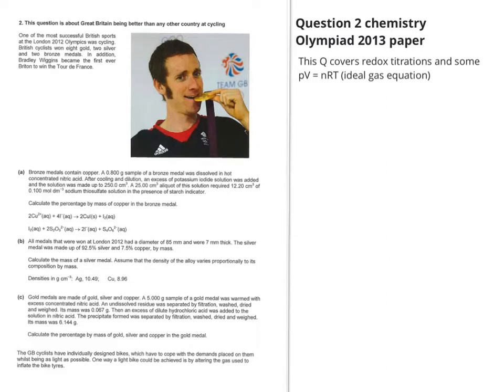Hello and welcome to this clip going through question 2 from the Chemistry Olympiad 2013 paper. This was taken the year after Bradley Wiggins won the Olympic gold in cycling, and it covers a little bit of redox titrations to do with the percentage mass of copper in his bronze medal, or a bronze medal, and also a bit of PV equals nRT that is to do with the pressure of the air in bike tyres.